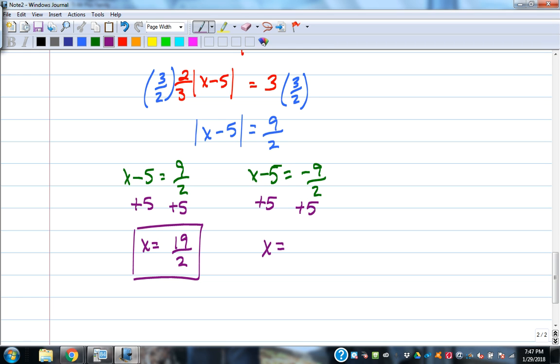And then negative 9/2 plus positive 10/2 would be 1/2. Those are right answers. Those would work in the way back to the original. That's about as complicated as they get with the equations. They don't get much more difficult. They're not going to have one where you got an absolute value on both sides. You just have absolute value on one side with this.